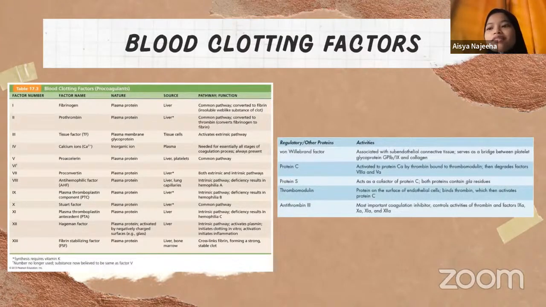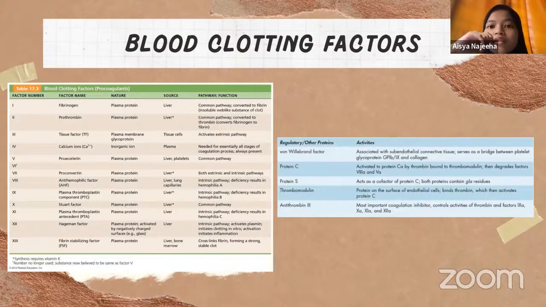Okay, so for this, I'm going to present about blood clotting factors. There are a few blood clotting factors that we're going to discuss. The first one is factor number 1, whose name is fibrinogen. Its nature is plasma protein, and it can be found in the liver. Its function is in the common pathway. It will be converted to fibrin, which is the insoluble wet substance of the clot.